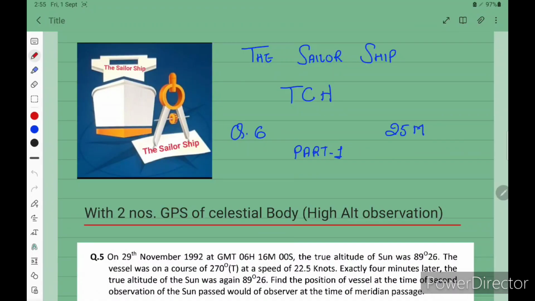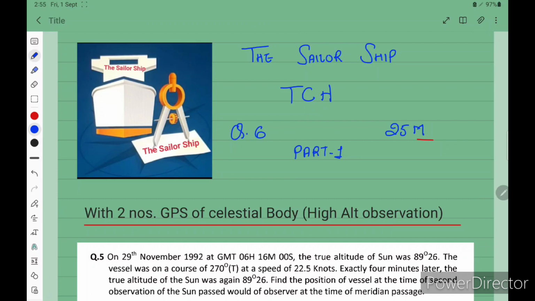Today we are going to discuss question number 6, which is a type of staggered observation. So we'll discuss high altitude observation, which is a type of staggered only. It is coming for 25 marks. Generally this question is also repeated many times. There are two different types of question. We will solve both so that you are able to do them in your exams.